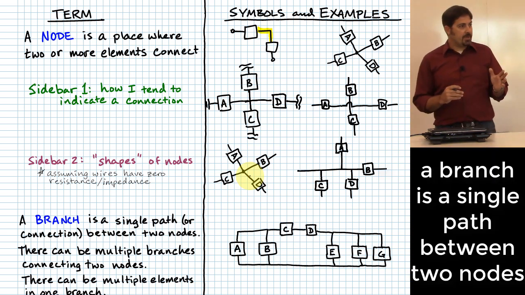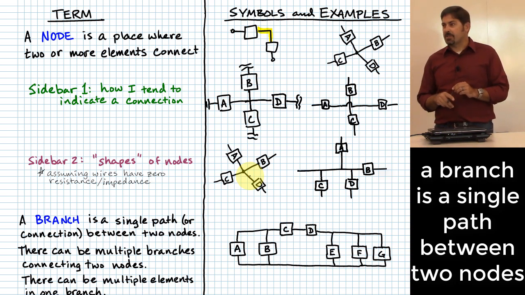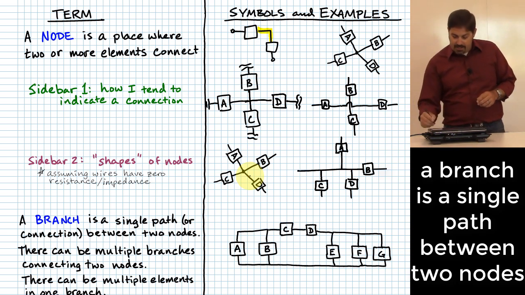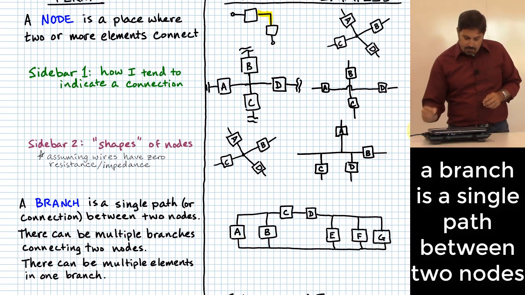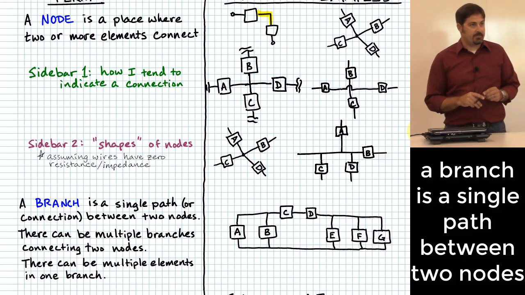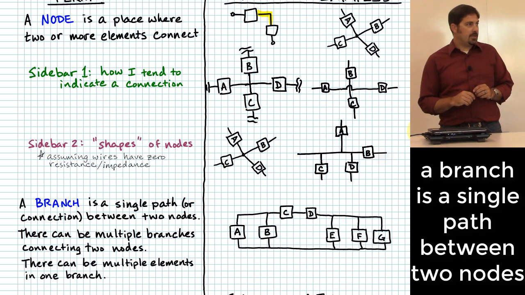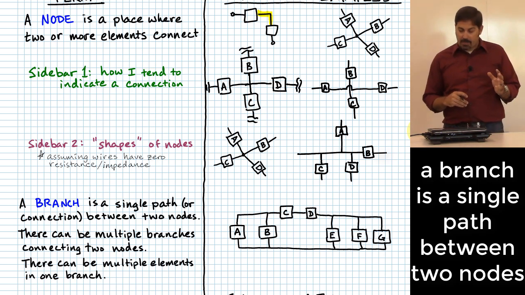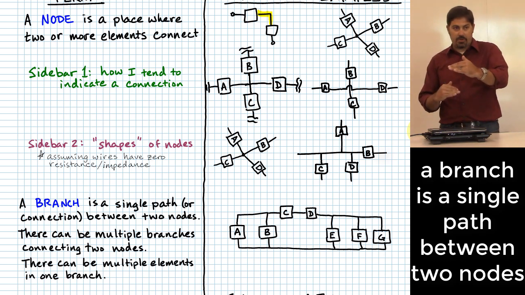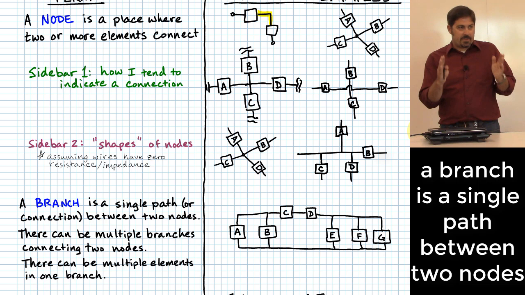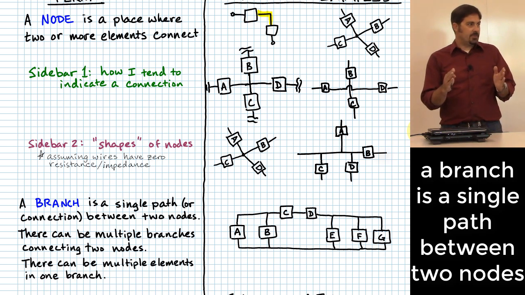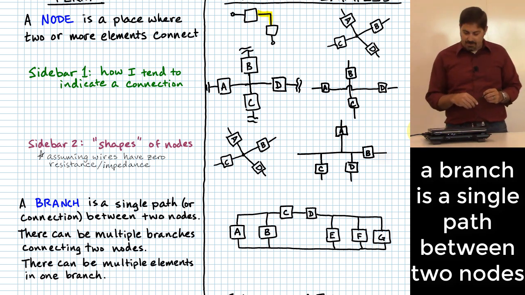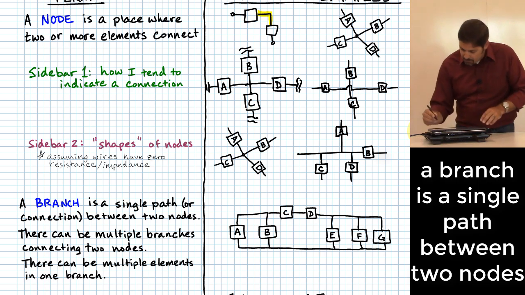All right, the next bit of terminology I want to bring out is something that's called a branch. Okay? A branch is a single path between two nodes of a circuit. All right? And a couple points about this. There can be multiple paths between two nodes, and there can also be multiple elements within a path. Okay? So let me actually ask you here. Let me number some things.